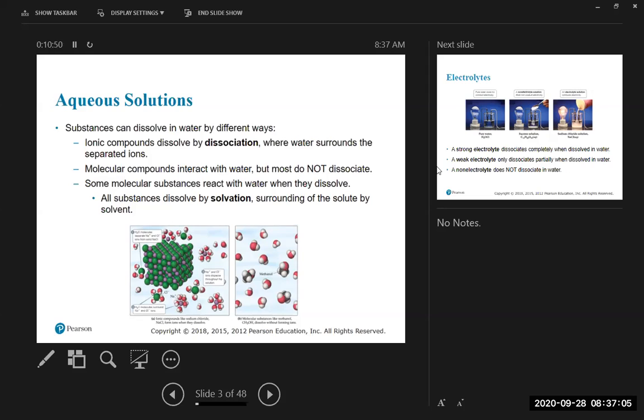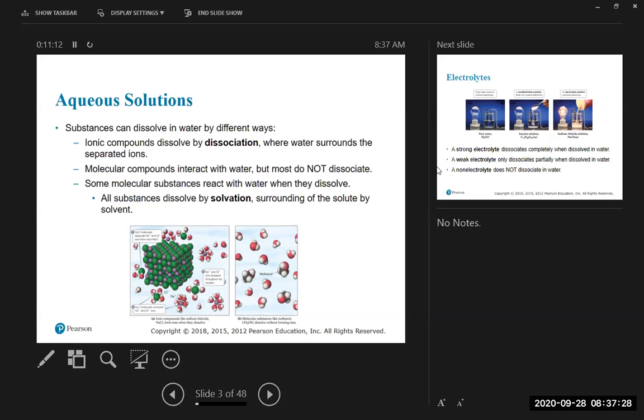So with molecular compounds, these are ones that don't dissociate into cations and anions. We have molecular compounds, they stay intact, so they don't dissociate. They do interact with the water, however, and the water solubilizes them and gets them into solution.